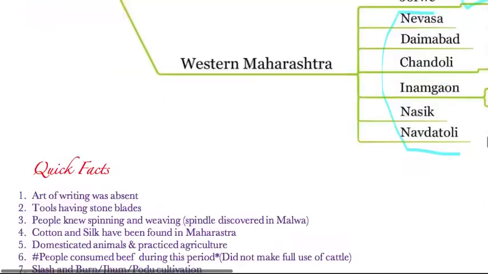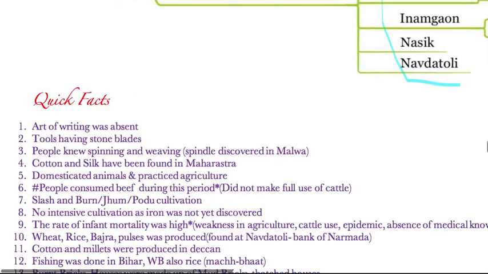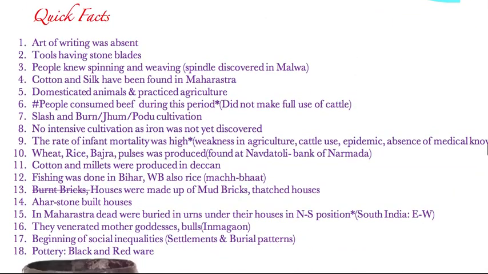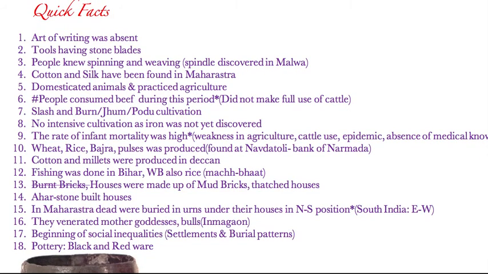So now some quick facts about this Chalcolithic period. You can note down these facts and remember. The very first fact is the art of writing was absent during this period. There was no script. The second point is tools having stone blades have been found in abundance. Then people knew spinning and weaving, as we already discussed.